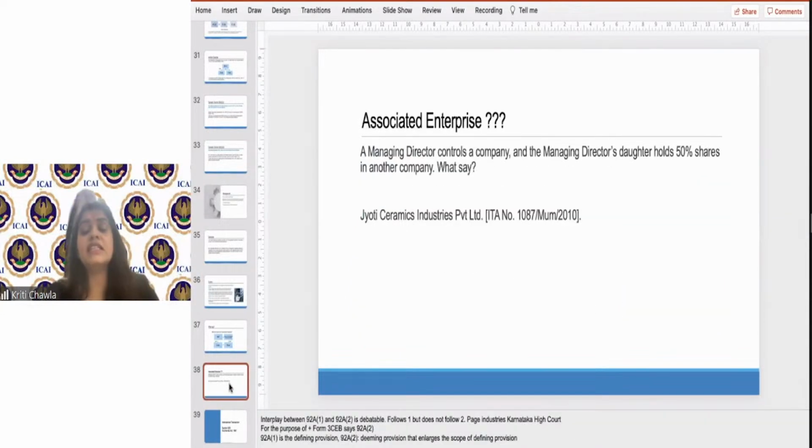Another question, let's say this one. A is the managing director who controls a company, and the managing director's daughter holds 50% share capital in another company. What do you think? Will the companies be related to each other? So the managing director controls one company, and the managing director's daughter controls another company and holds 50% share capital in it. Do you think these two companies will be related to each other? Please answer this one, then I will summarize the control slide.